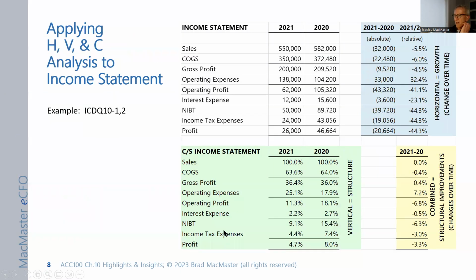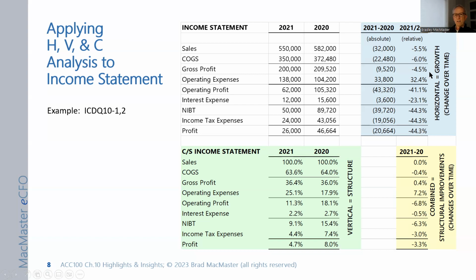Now, here's an example that we did in class. This example comes from the in-class demo questions 1 and 2. And this is an example of how to apply all three types of analyses, horizontal, vertical, and combined, to the income statement. So in the top left corner of this exhibit, you can see an income statement. And the way I like to do horizontal analysis is I move horizontally across the page, and then I set up some columns to calculate the absolute differences, the absolute dollar change, as well as the relative change expressed in percent. And I've given you the formulas for how to do that on an earlier slide.